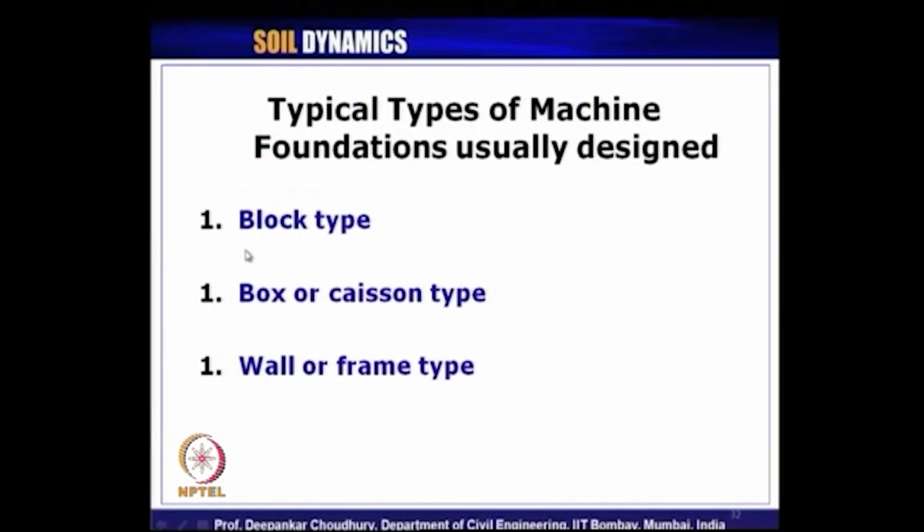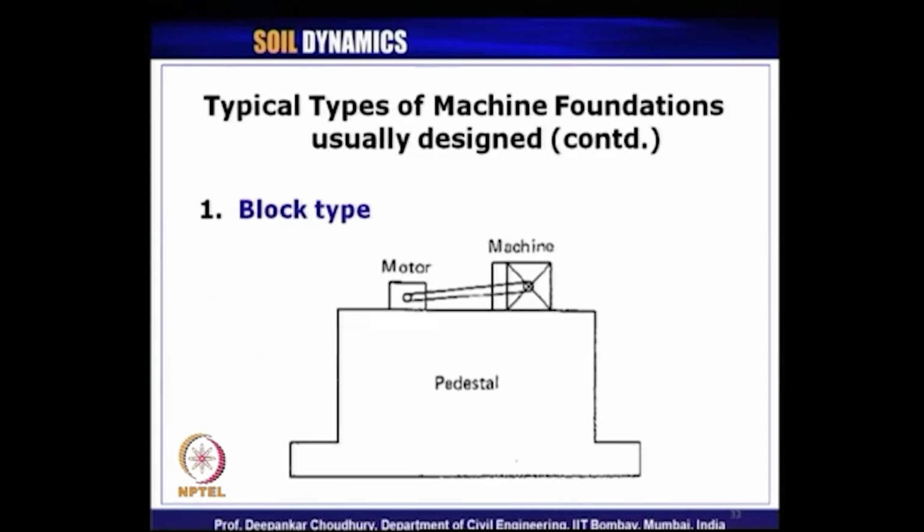Now, typical types of machine foundations which are generally designed are block type, box or caisson type, and wall or frame type. So, these are 3 typical major types of machine foundations which are generally designed: block type machine foundation, box or caisson type machine foundation, wall or frame type machine foundation.